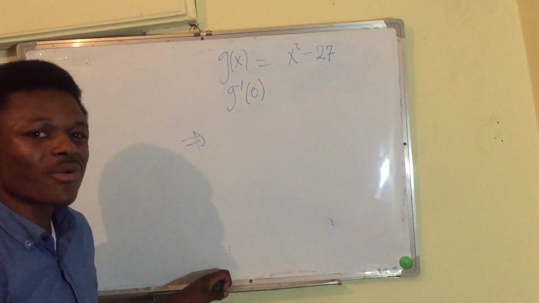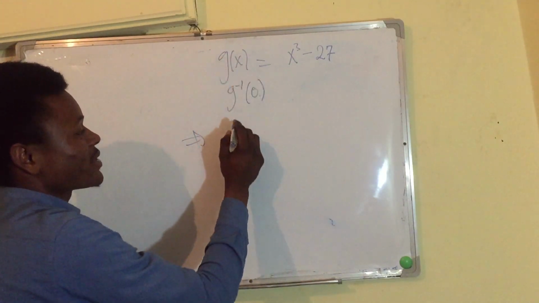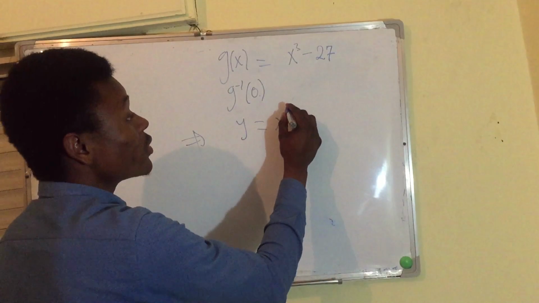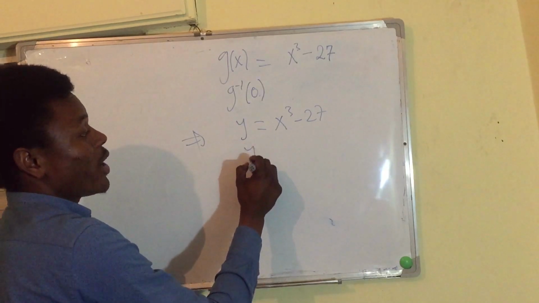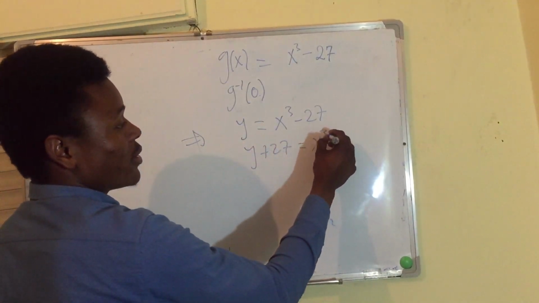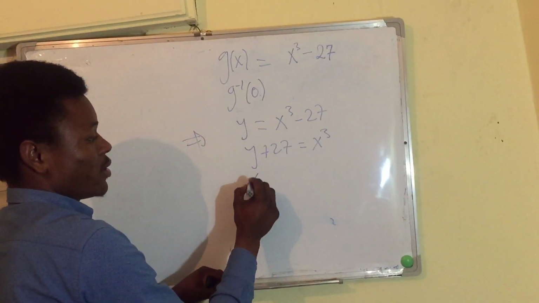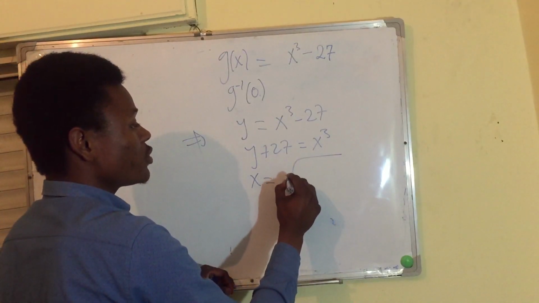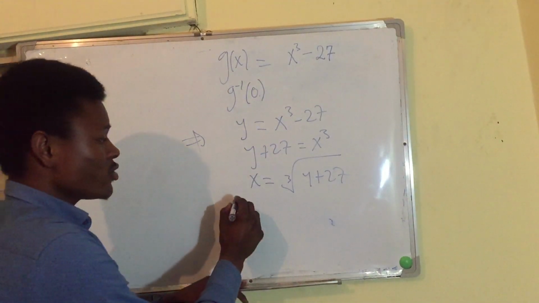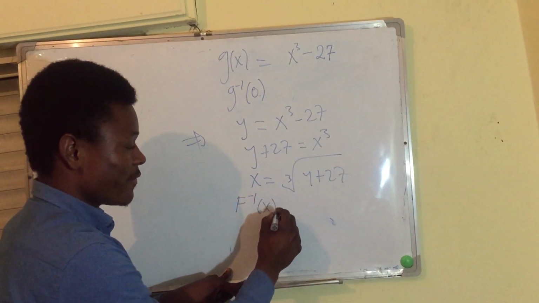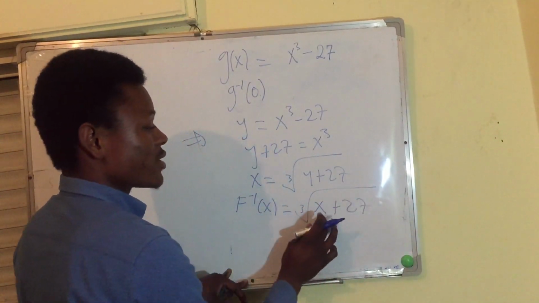We cannot find g inverse of 0 until we know what g inverse of x is. How do we find g inverse of x? We say y equals g of x, which is x cubed minus 27. The 27 moves over, so y plus 27 is x cubed, because it is positive. To find x, we have to take the cube root of both sides. So x equals the cube root of this. So this is x. From here, since we found x, we call it the inverse, but we replace y with x.